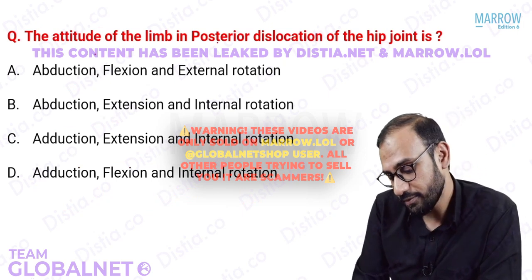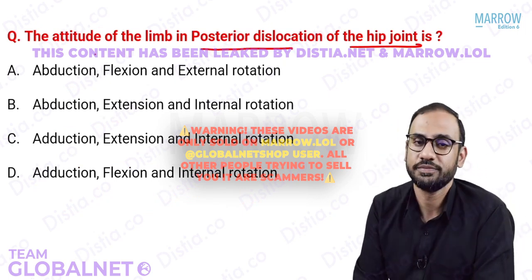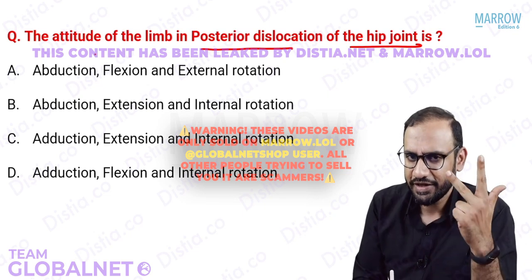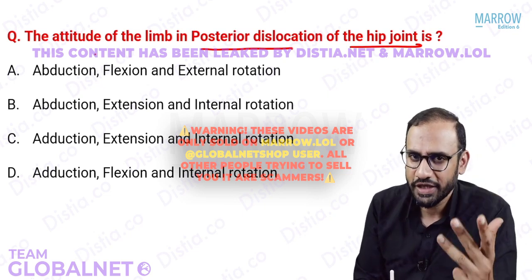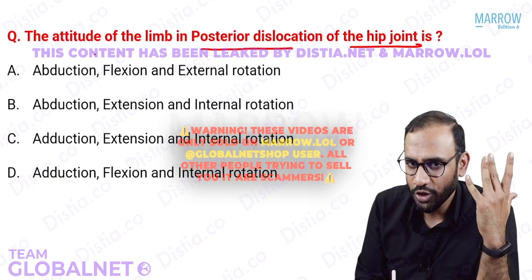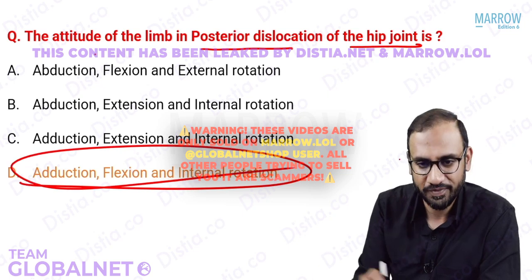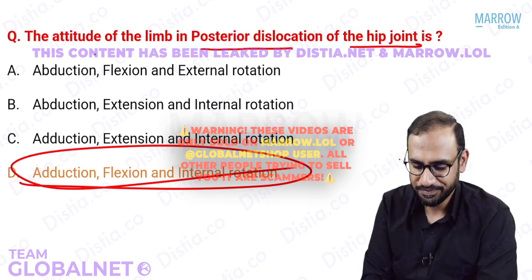The attitude of the limb in posterior dislocation of the hip joint is? Tell me, you don't have to read the options. Flexion, adduction, internal rotation with limb shortening, and the head of the femur will be palpable in the gluteal region. So look for flexion, adduction, internal rotation with limb shortening. That is the answer. Okay.